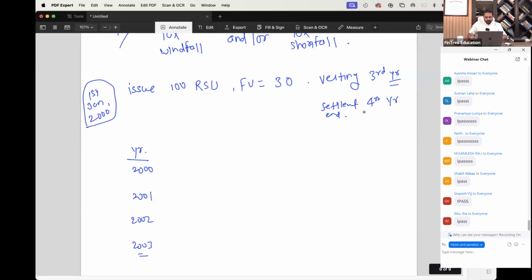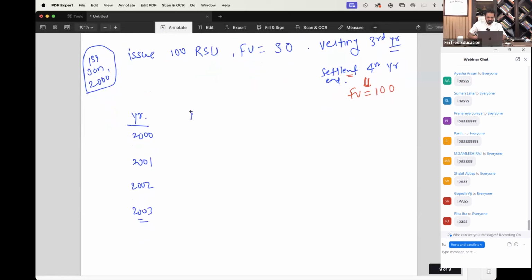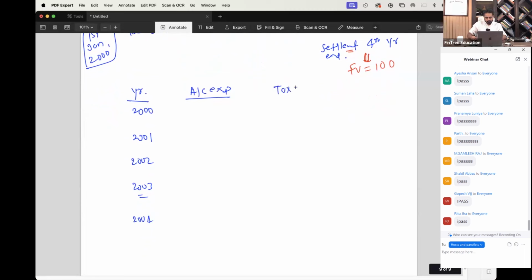The value of the shares at the time of settlement was, let's make it 100 rupees. The value has gone up quite significantly. Okay. Now see what is going to happen. This is my accounting expense and this is my tax expense.